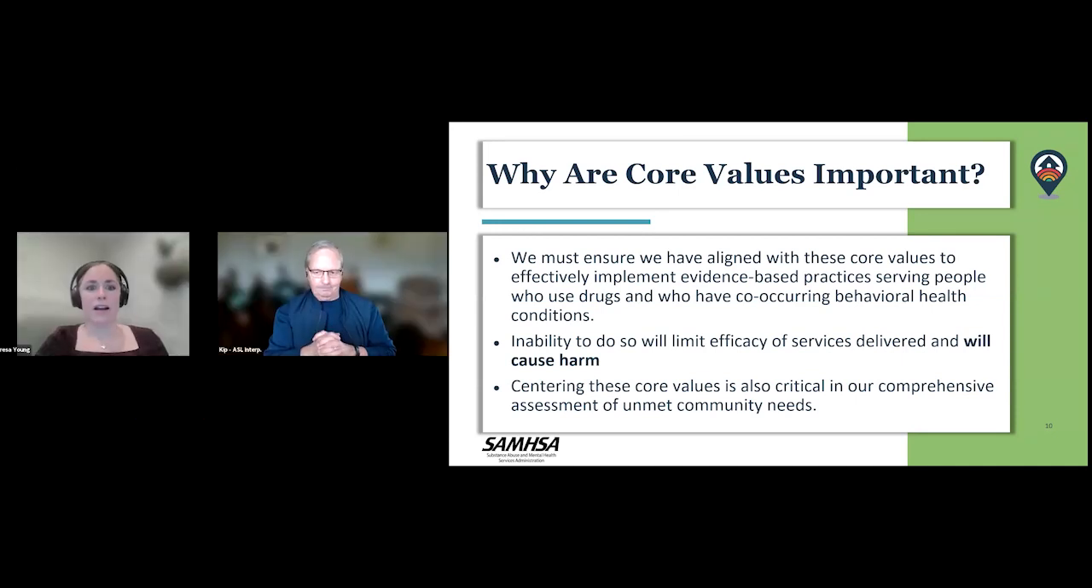Thank you, Masita. And thank you for outlining what the core values that are foundational to this work, the assessment process, and the program change process are. I know we touched on this a little bit already, but we have to ensure that we've aligned with the core values that Masita referred to so that we're effectively implementing evidence-based practices and solutions serving people who use drugs and who have co-occurring behavioral health needs. And just to elaborate on what I mean by that, I can give an example.